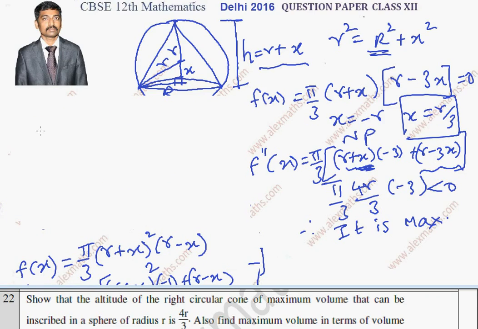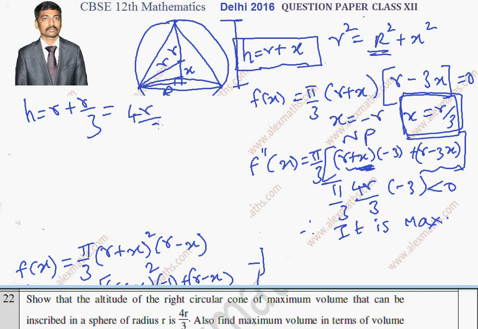Now we have to prove height is equal to 4r by 3. According to the diagram, h is equal to r plus x. So for x we have to substitute r by 3. We found x as r by 3 here. So on simplification we get 4r by 3.